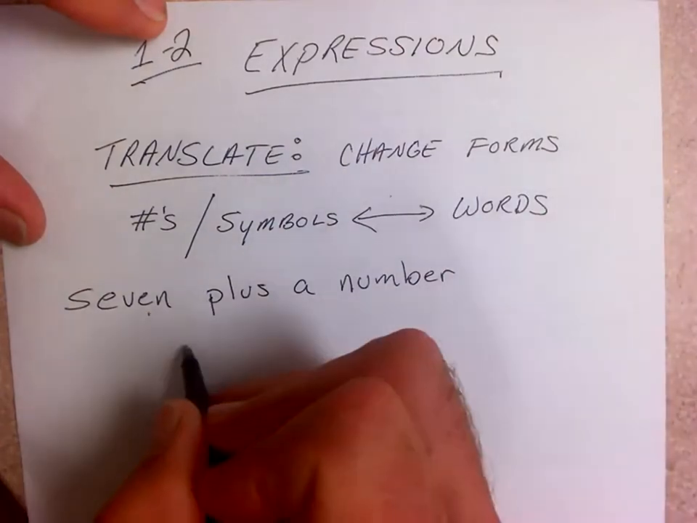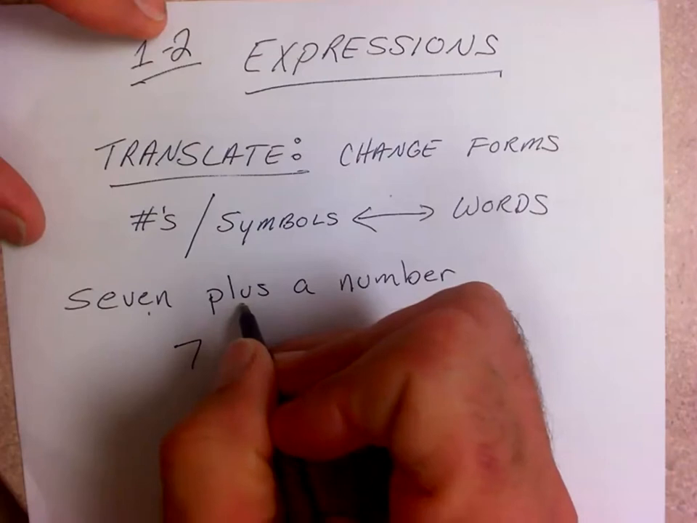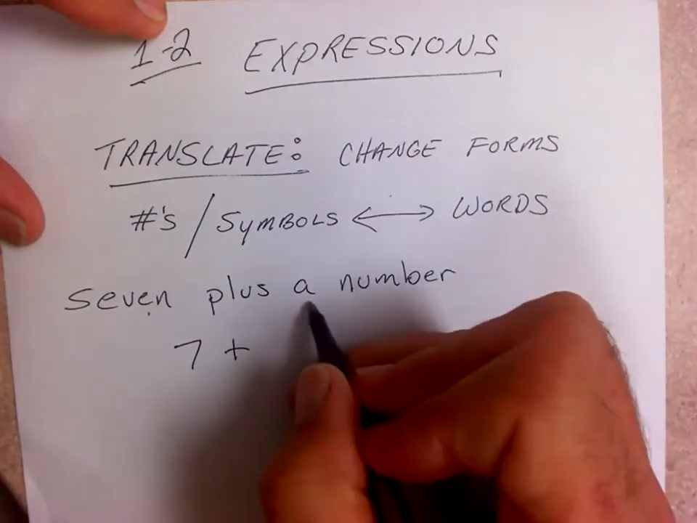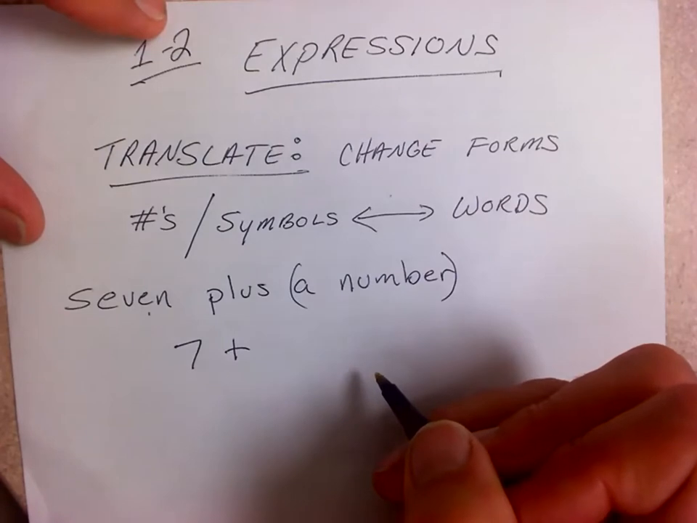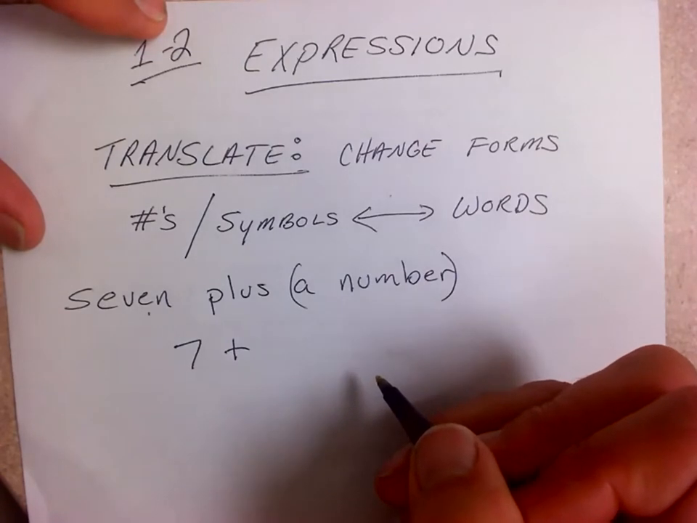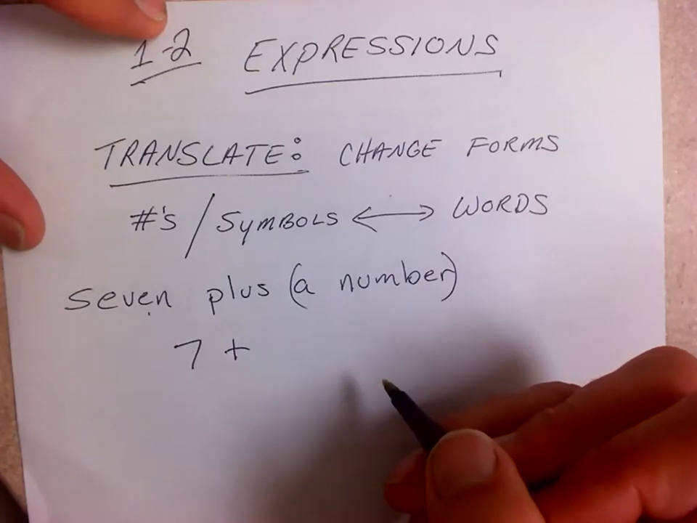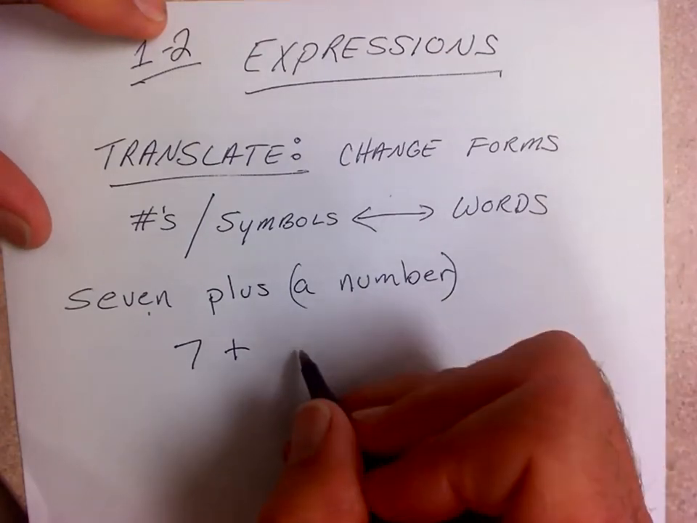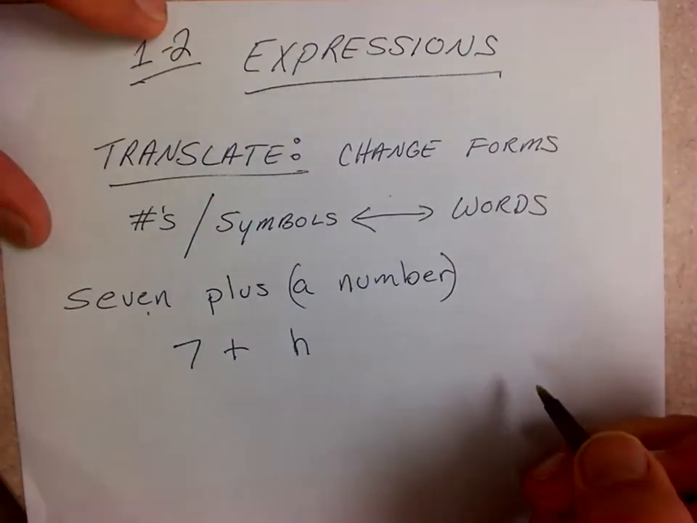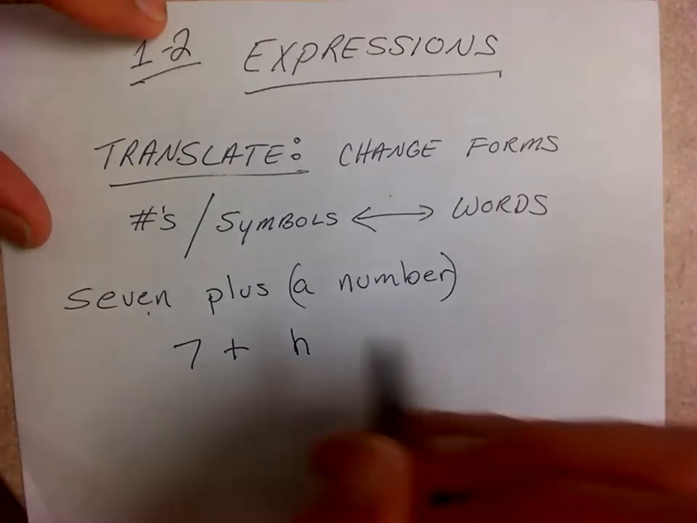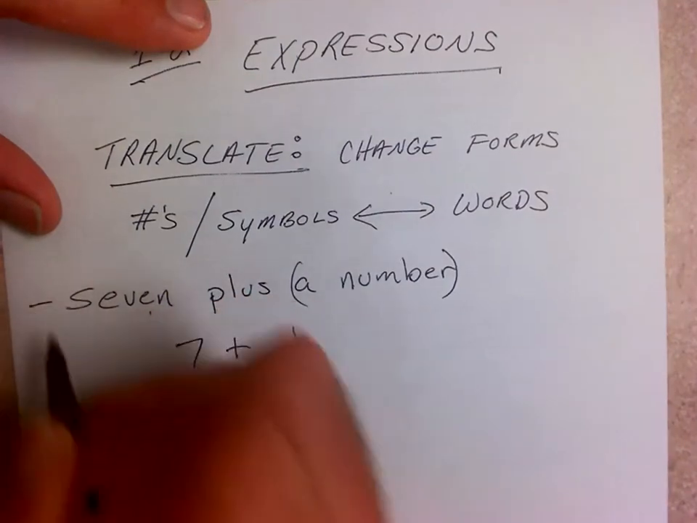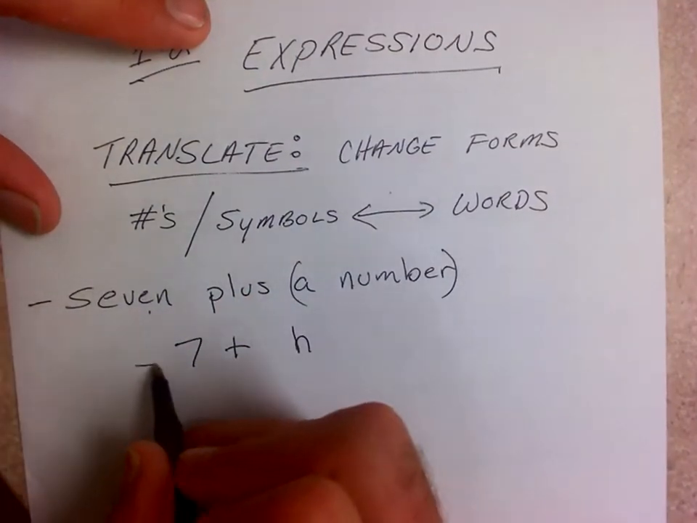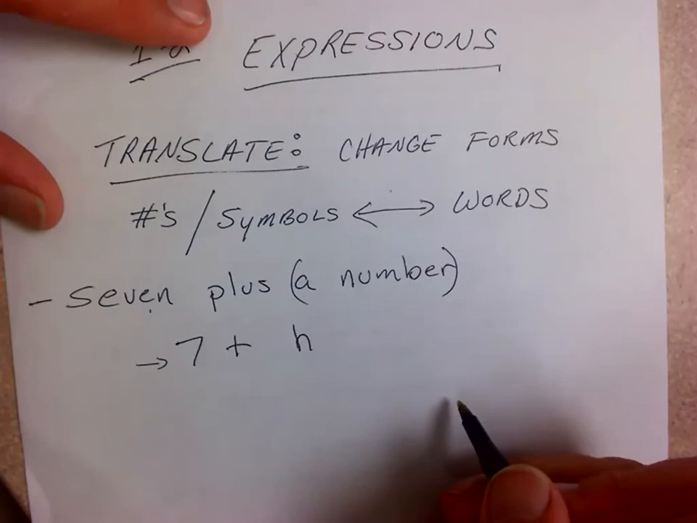This translates into the number 7. This is our plus sign. And now this little phrase here, a number. We do not know what number they want us to use specifically. So when we do not know the specifics of a number, we get to place in one of our variables. So in this case, we could just use h. So that would be one translation. We take our sentence that we're given and we put that into its number and symbol form.